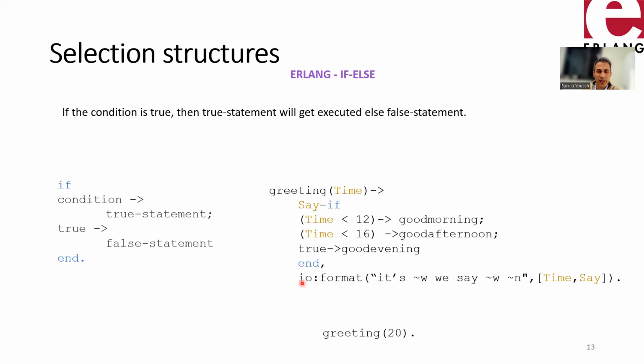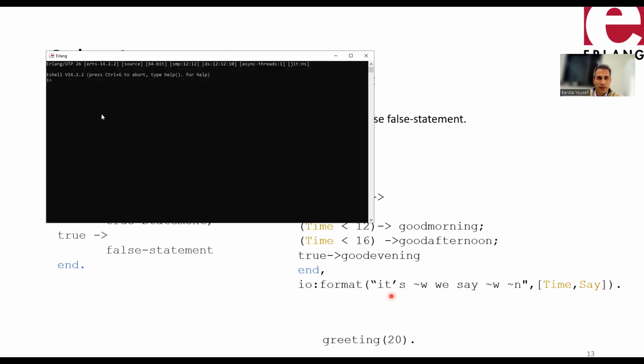And at the end, we have the io:format, which says that it is this time which we assign, and we say the second option. So this is the placeholder, this tilde and w for time, and say to be replaced in this syntax. So I'm going to switch to Erlang, and we're all set.